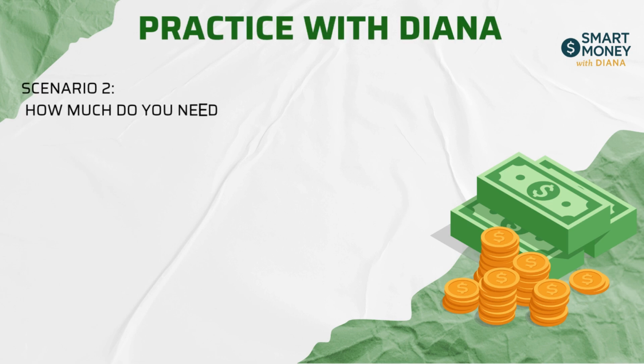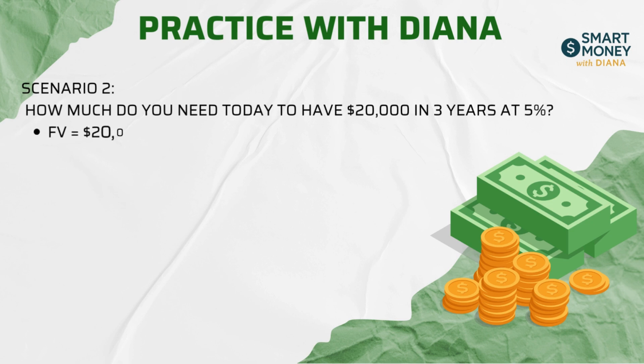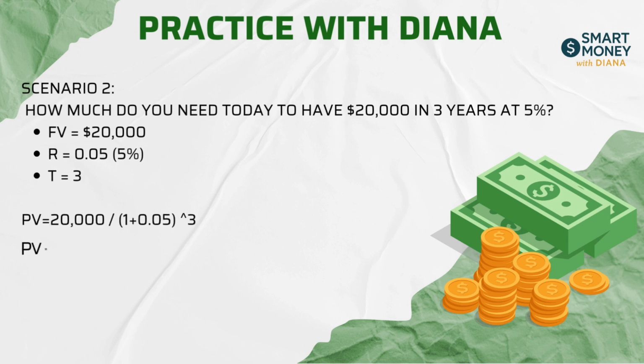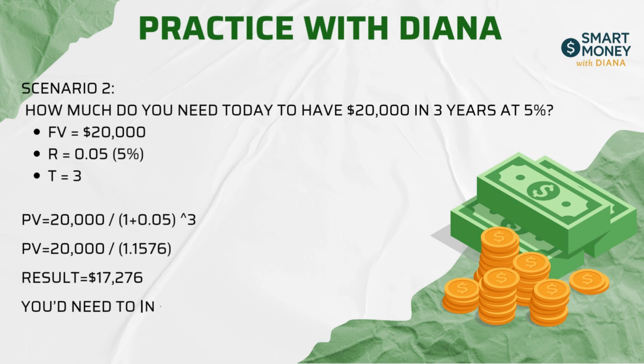Scenario 2. How much do you need today to have $20,000 in 3 years at 5%? FV equals $20,000, R equals 0.05, T equals 3. PV equals 20,000 divided by (1 plus 0.05) to the power 3. PV equals 20,000 divided by 1.1576. Result, $17,276. You'd need to invest at least $17,276 today.